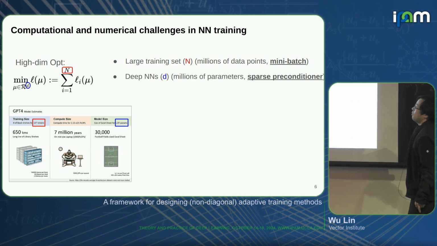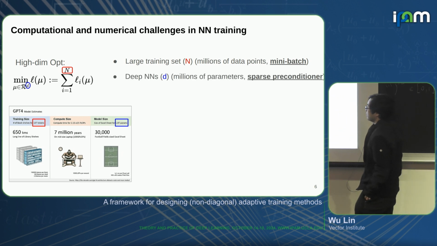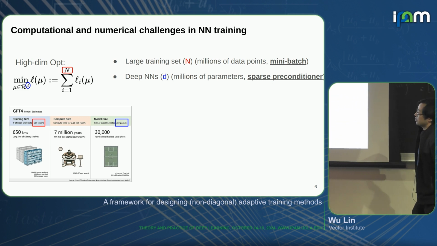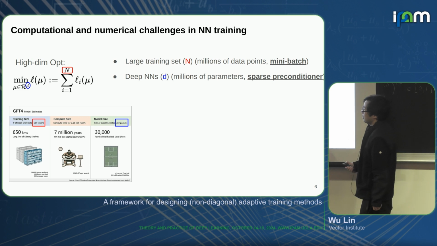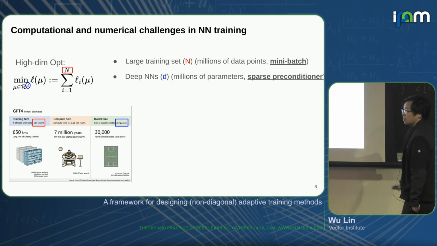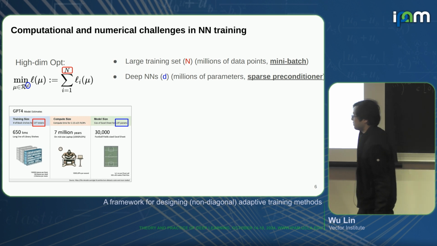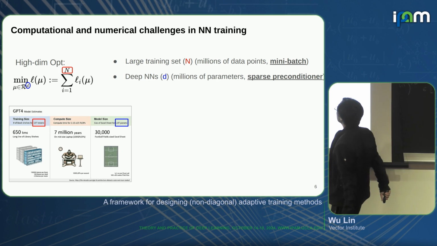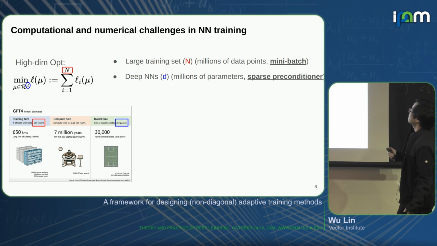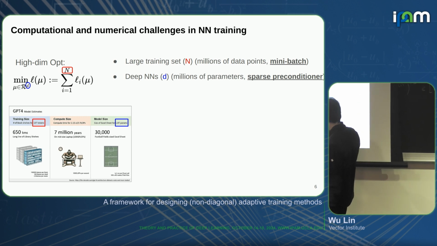The second challenge is that we often use a large, deep neural net, which contains millions of parameters. In this case, if you want to train ChatGPT-4, you're going to have trillions of parameters. Which means that if we want to design an adaptive method, at least in the non-diagonal case, we need to use a sparse preconditioner. Otherwise, this matrix is a D by D matrix. If it's dense, then we run out of memory.